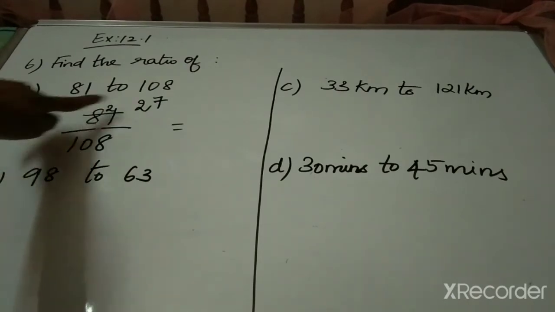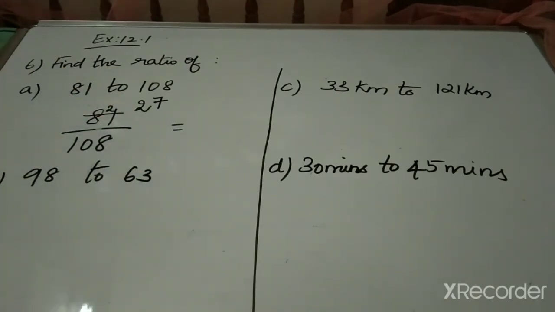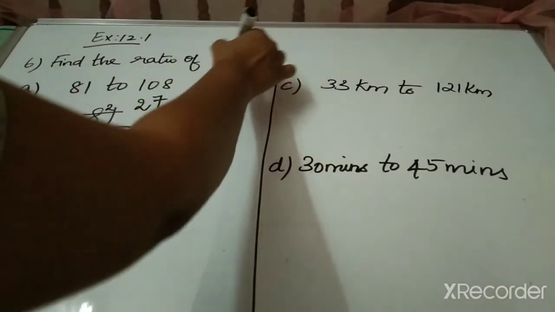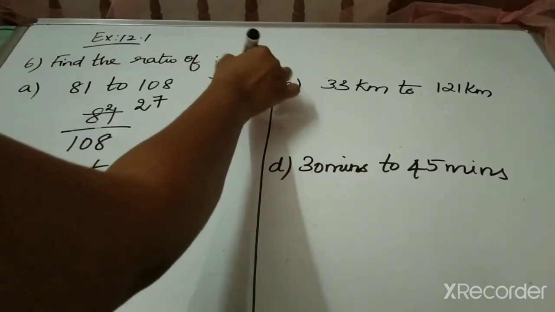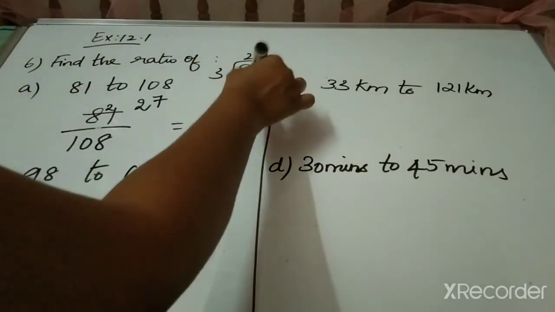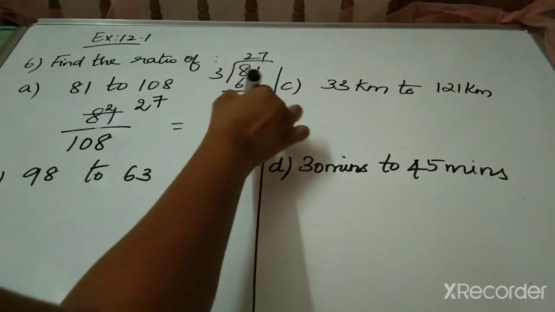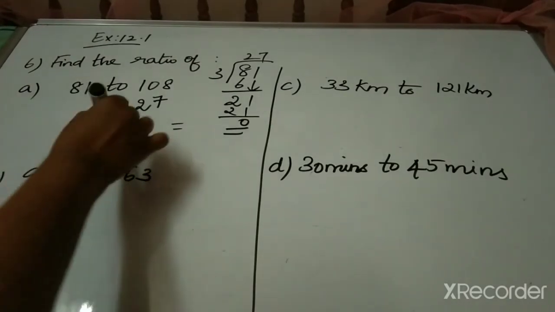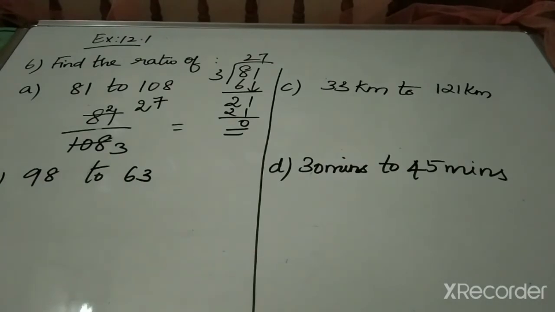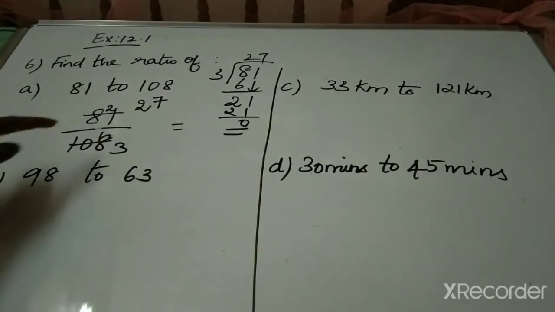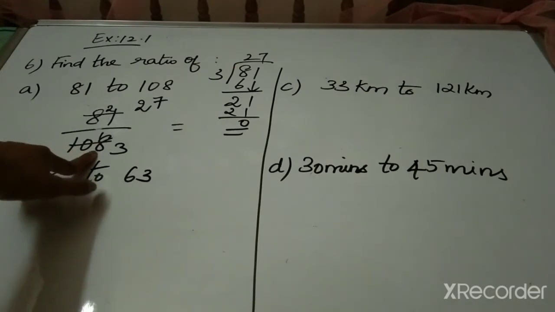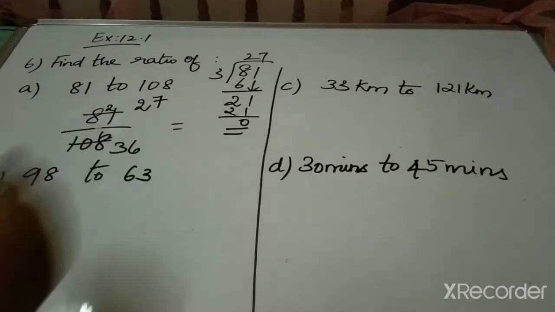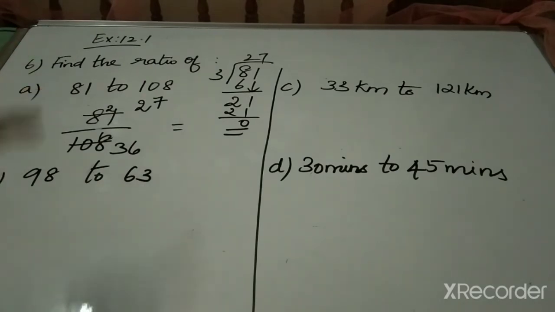Either you can directly cancel like this or you can take 3 table. So 81 divided by 3: 3 2s are 6, remainder to bring down this one, 3 7s are 21 and 0. So 27 you are getting. Clear? Now 108. We have taken 3 table, no? 3 3s are 9, so the remainder is 1. That 1 will be carried over to this number. Now you have 18. 3 6s are 18. Clear, children? So 27 by 36.